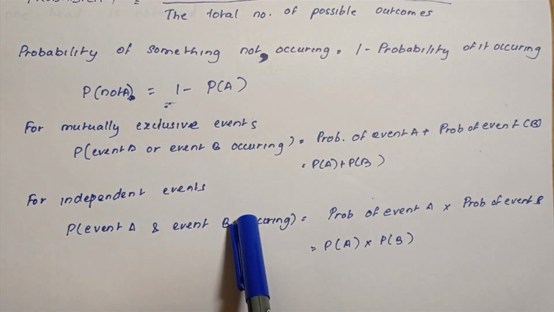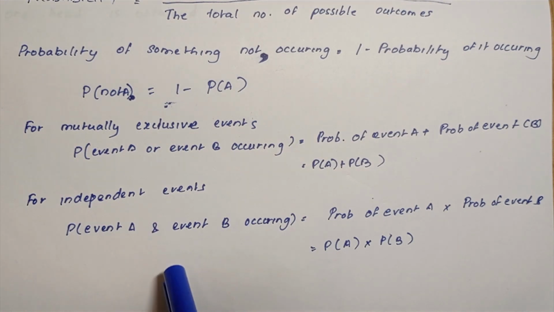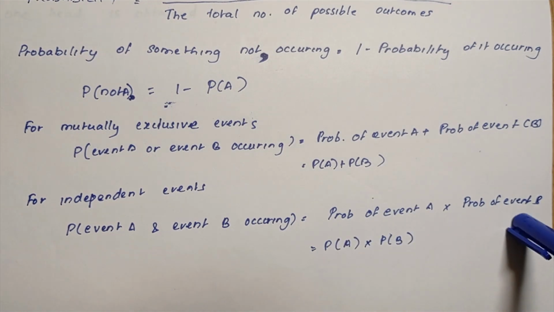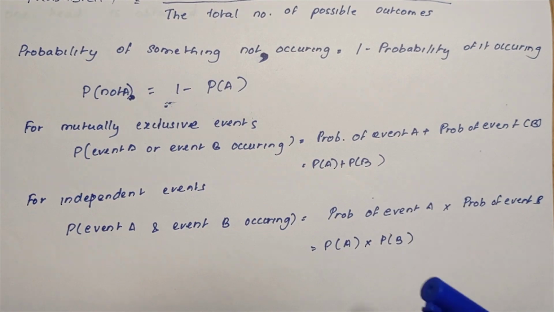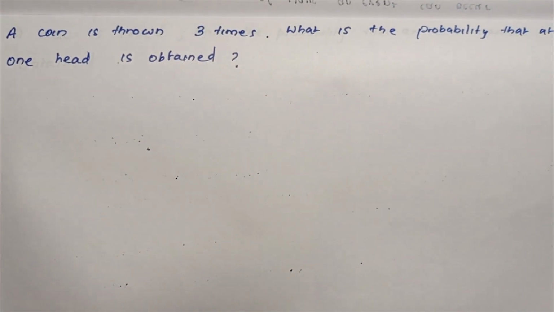Now for independent events, that is two events that can happen simultaneously and are not dependent on each other. For independent events, the probability of event A and event B occurring is equal to the probability of event A times the probability of event B. Okay, so I hope it is clear. So let's move on to the first problem here. I hope it is visible.